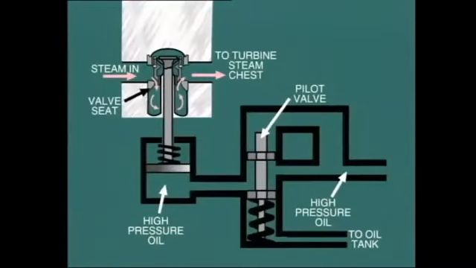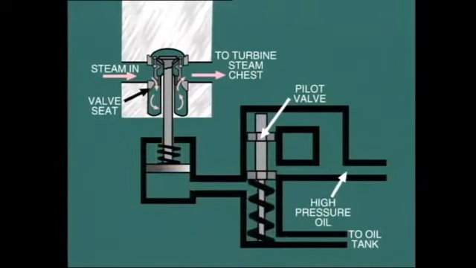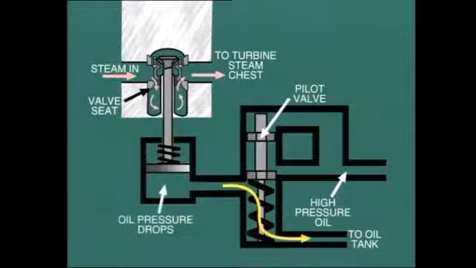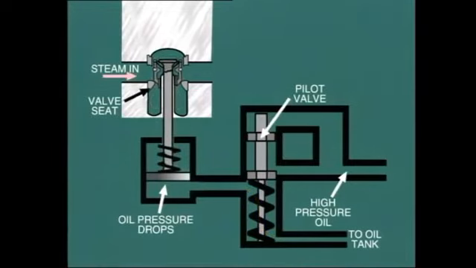During normal operation, the pilot valve is open and allows high-pressure oil to enter the space below the piston and hold the stop valve open against the compression of this high-powered spring. In order to close the stop valve, the pilot valve must be moved to the trip position, thereby allowing the high-pressure oil to drain back to the oil tank. As a result of the sudden decrease in oil pressure below the piston, the compression spring slams the valve closed.